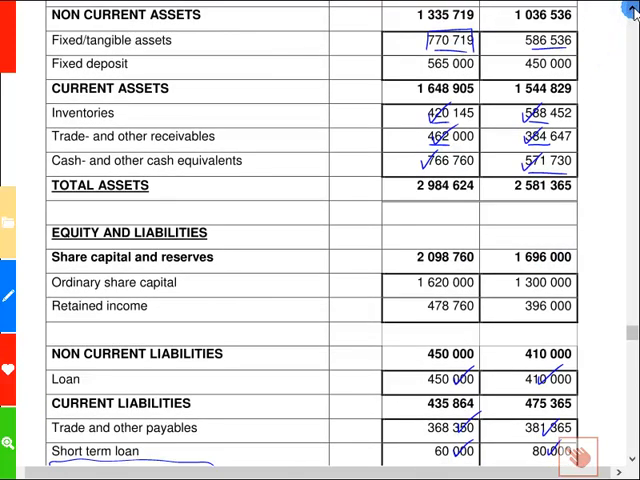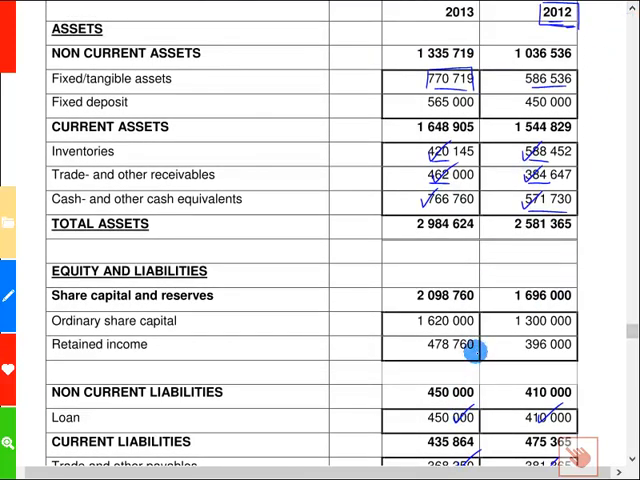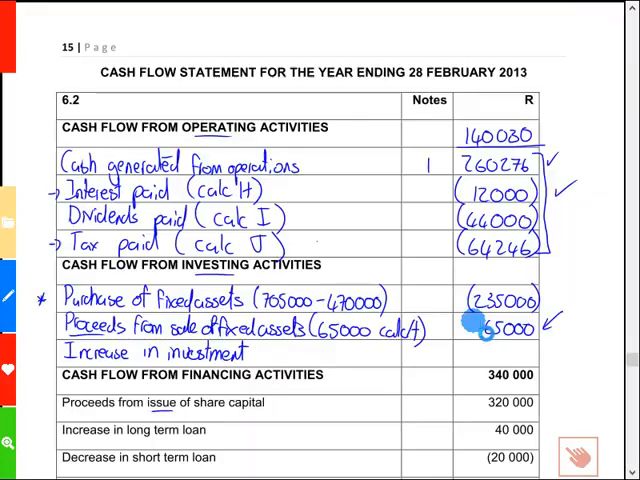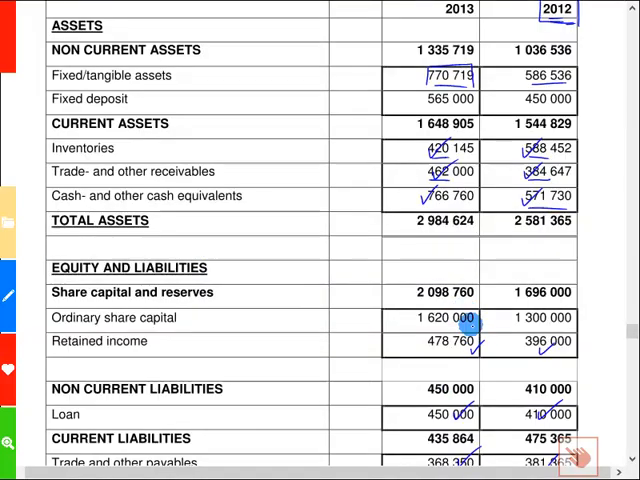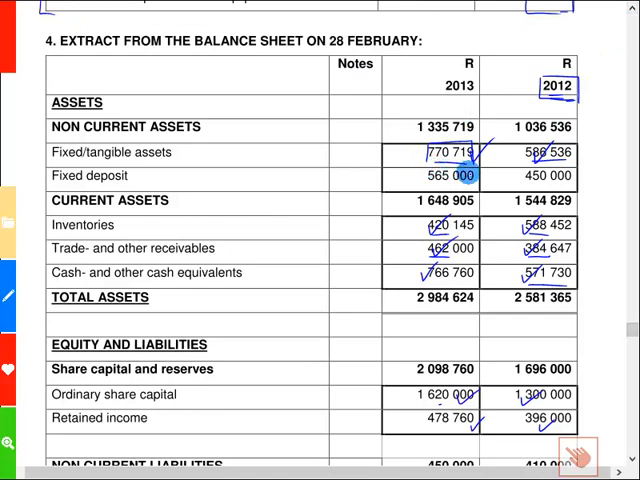The retained income movements we get from our net profit before tax movement and our dividends movement, so we've already dealt with that. Ordinary share capital, again, all of that has already been accounted for us. 320, there you can see 1620 minus 1300 is 320, so that's already been accounted for. So all that is left for us is we've already dealt with the fixed assets. All that is left is our fixed deposit.